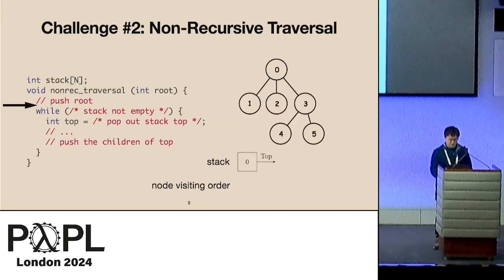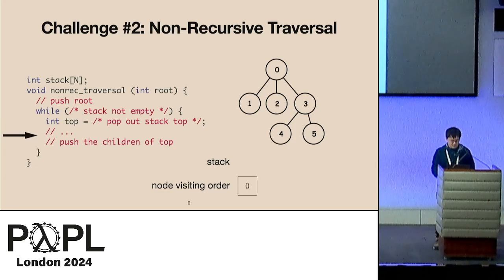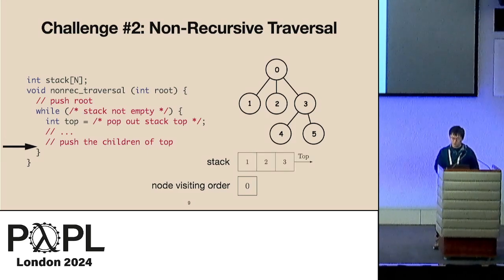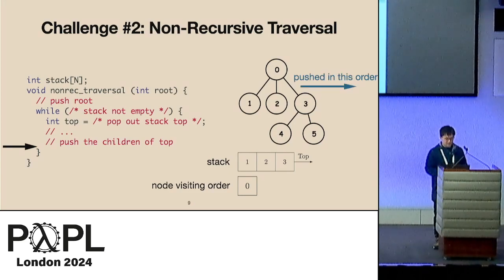Now let me demonstrate how non-recursive traversal works for this example tree. Initially, the stack only contains the root node 0, and in the first iteration, node 0 will be visited, and its children, node 1, node 2, and node 3 will be pushed into the stack. Here, one thing we assume is that the children nodes are pushed into the stack in order from left to right, so the rightmost child of node 0, namely node 3, will become the new top of the stack.